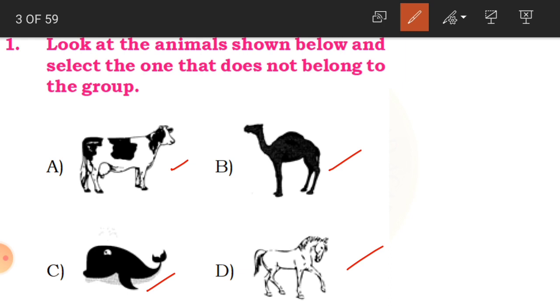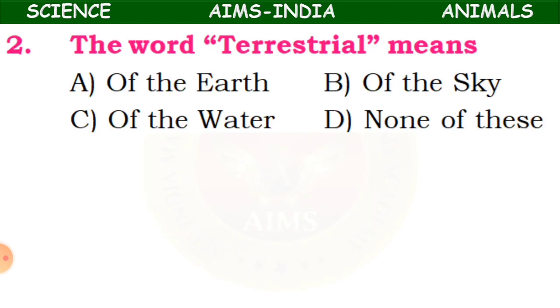Now if you see cow, where does it live? It lives on the land. This camel lives on the land. Horse, it lives on the land. And dolphin lives in the water. So which one does not belong to this group? Dolphin. C option is the correct answer. The other three animals are terrestrial animals because they live on the land, and dolphin is an aquatic animal because it lives in the water. Clear, children? This is how we have to answer the questions.